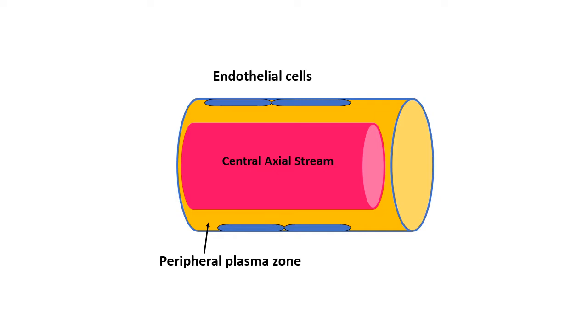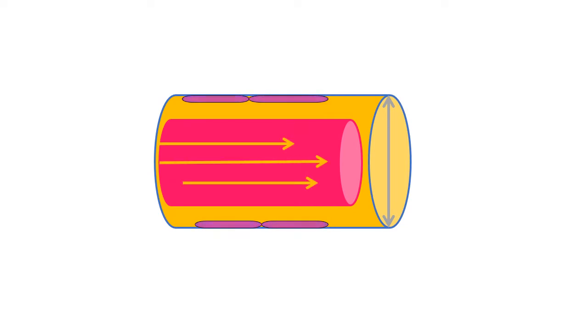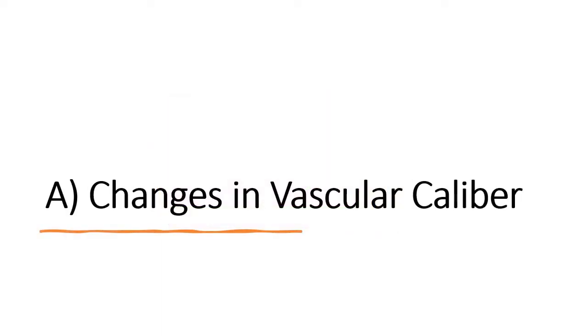The blood vessels are lined with endothelial cells with gaps in between them. The central axial stream is separated from the endothelium by a layer of peripheral plasma zone. The changes include changes in the vascular caliber, changes in the blood flow, and changes in the endothelium. Now, let's start with the changes in the vascular caliber.